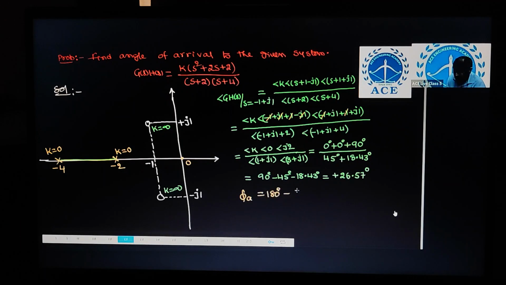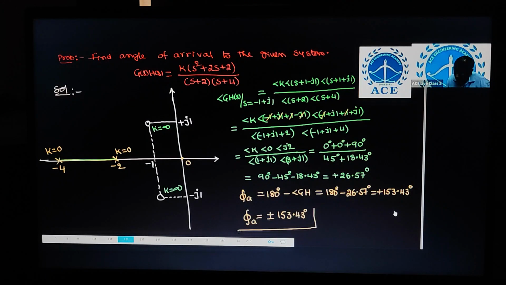Then what is the formula for angle of arrival? 180 minus angle GH. 180 minus 26.57 equals plus 153.43 degrees. Then phi A equals plus or minus 153.43 degrees.